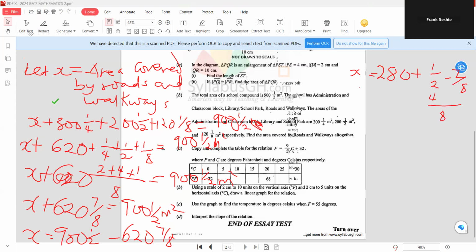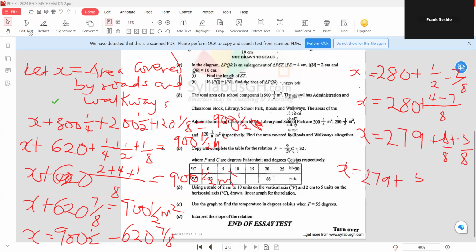8, 4 minus 7. So if I take one from my 280, I'm going to have 279. And that one becomes 8 out of 8 plus next 3 out of 8. If I proceed from here, I'm going to have my 279 plus 5 out of 8. So my X is 279 5/8 meters squared.